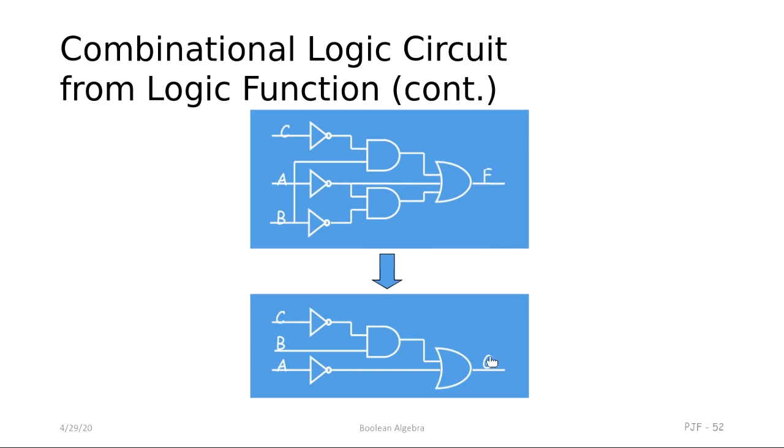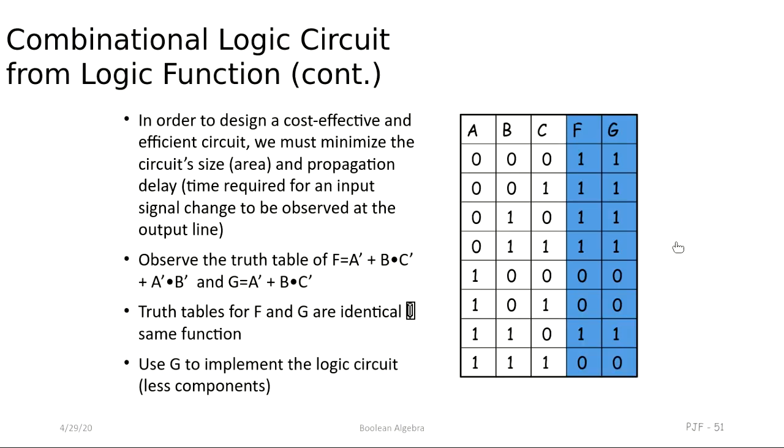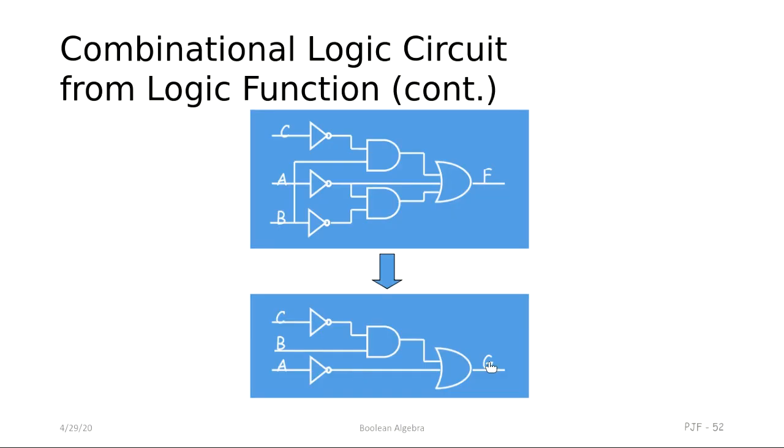If you look at the truth table, this is the truth table. So F output is mentioned here and G output is also mentioned here. Both are exactly the same. In the blue columns, you can see there is no difference. But for output G, the combination circuit is like this. For output F, the combination logic circuit is like this.